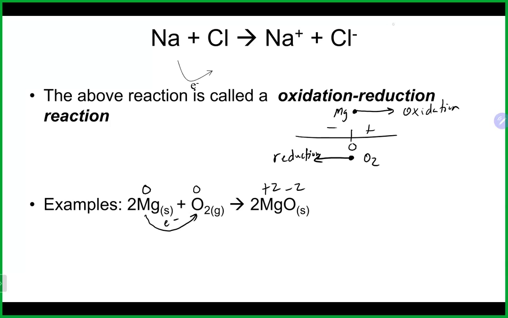By the way, some people remember this as Leo the lion goes grr. Loss of electrons, oxidation, gaining of electrons, reduction. Some people are fond of the oil rig, which is oxidizing is losing, reducing is gaining. You can put Leo the lion on the oil rig and he goes grr, and you don't have to choose. You can just use them all together. You'll be fine in that case.